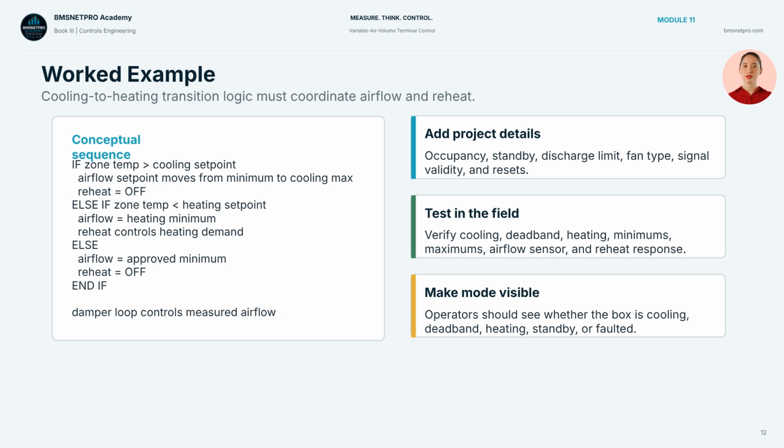This worked example shows the basic cooling to heating transition. When zone temperature is above the cooling set point, the airflow set point moves from minimum toward cooling maximum and reheat is off. When zone temperature is below the heating set point, airflow follows the heating strategy and reheat controls heating demand. In deadband, airflow remains at the approved minimum and reheat is off. The real project sequence must add occupancy, discharge limits, fan type, signal validity, and reset behavior.